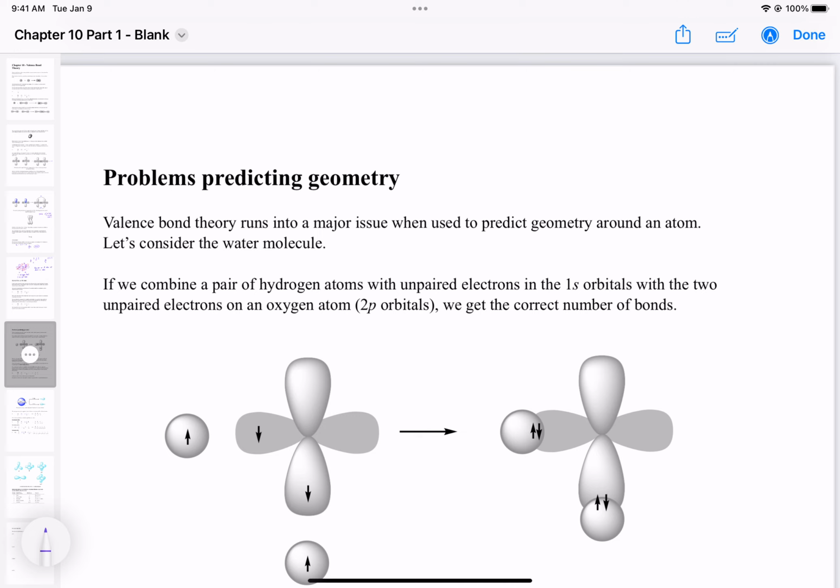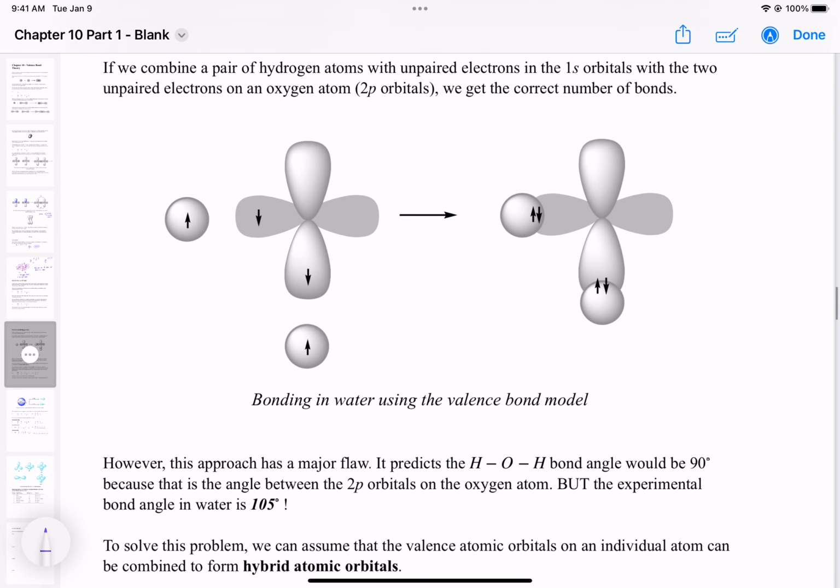So let's consider the water molecule. If we combine a pair of hydrogen atoms with unpaired electrons in the 1s orbital, and then the two unpaired electrons on an oxygen atom from the 2p orbitals, we get the correct number of bonds, right? We get two bonds, and we should have two lone pairs to form four electron groups around the atom, right?